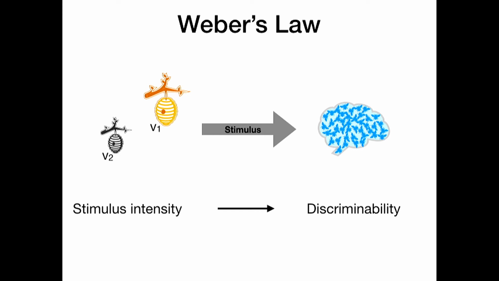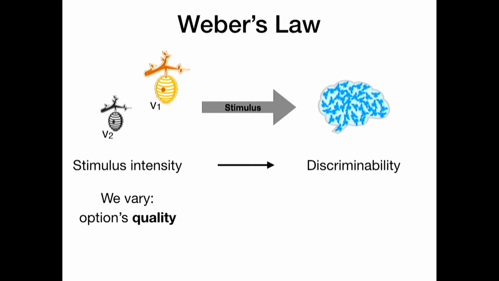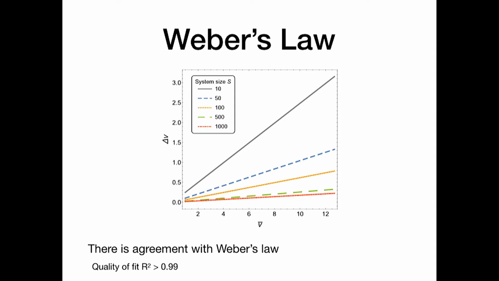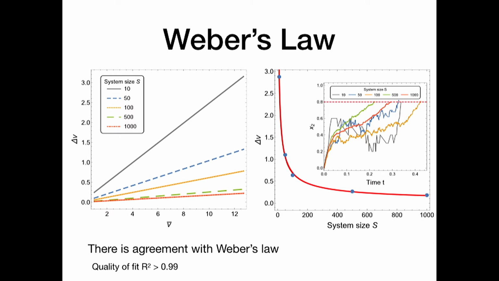And in our system, we varied the option quality, so the quality of the nest location presented to the swarm, and we monitored the decision outcome when they reliably, so 75% of the time, select the best one. And what we find is indeed a linear relationship. We also notice that the accuracy, the ability to discriminate between two sources, becomes more precise with the increase of the swarm size. This is due to the random fluctuation that we saw before playing with the tool, in which smaller swarms have larger fluctuation, which leads to a larger number of errors.